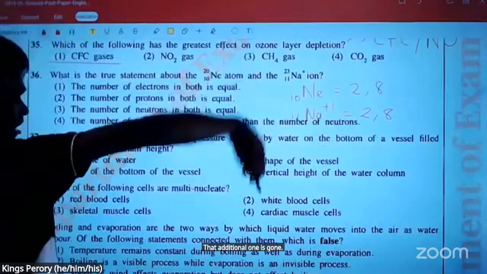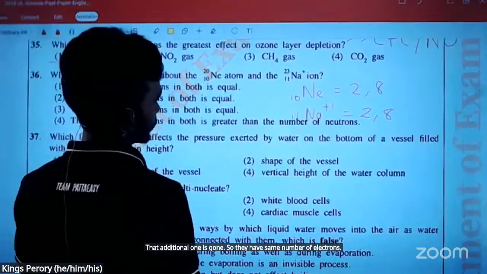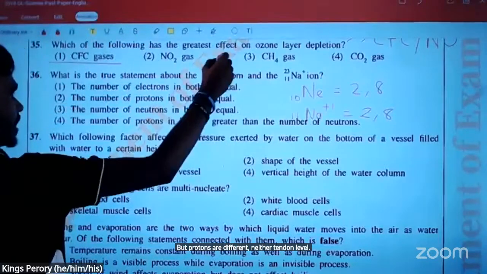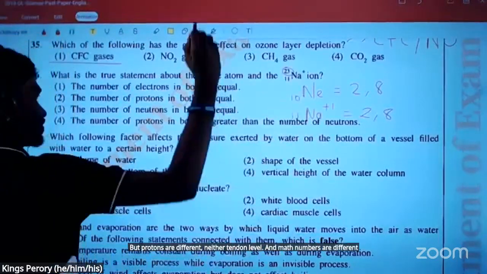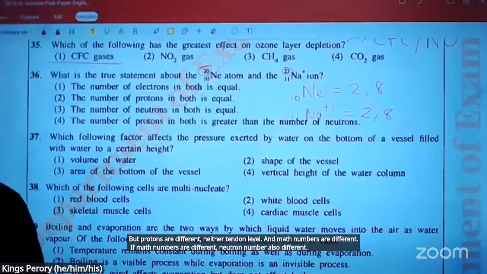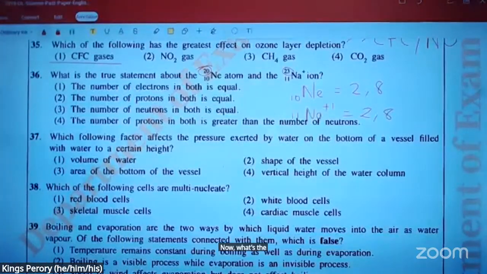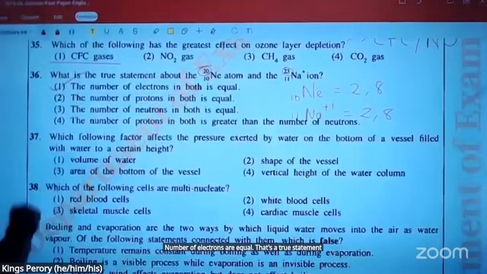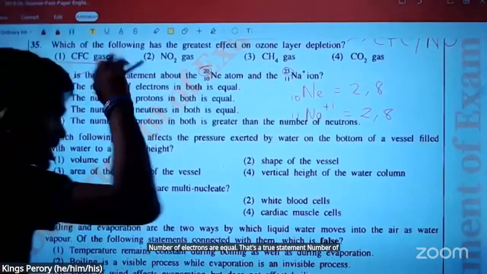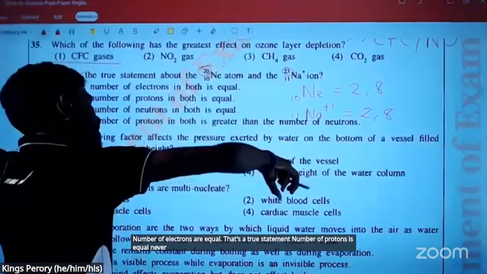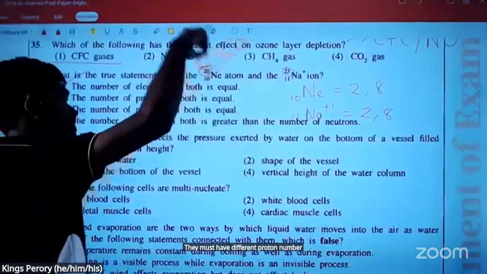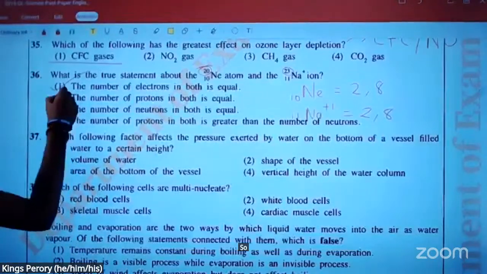So they have the same number of electrons, but protons are different, 10 and 11. And mass numbers are different. If mass numbers are different, neutron numbers are also different, right? Now what are the statements telling? Number of electrons in both is equal. That's the true statement. Number of protons is equal? Never. Neon and sodium, different elements, have different proton numbers. Proton number in different elements can't be equal. So that's wrong.